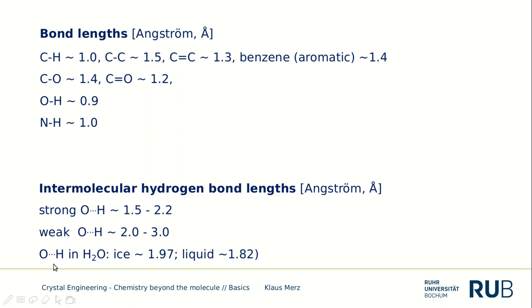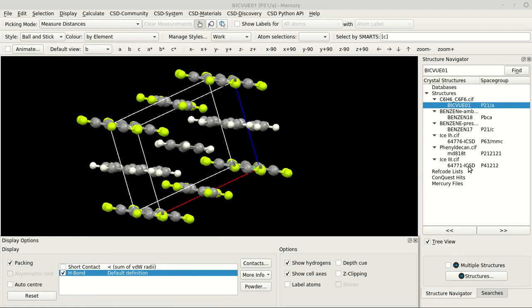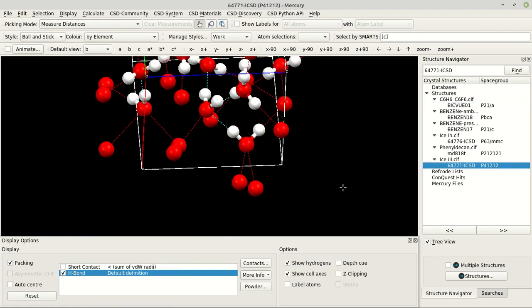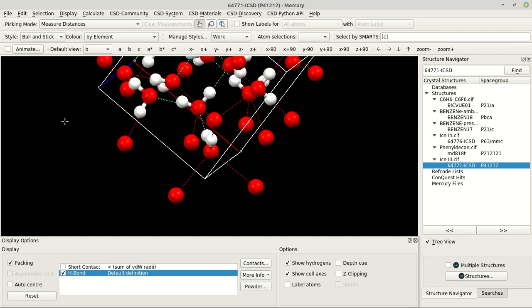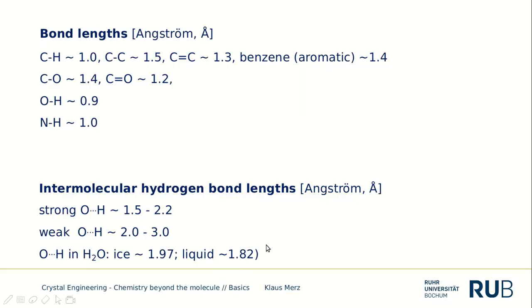For example, here the intermolecular interaction in water, in ice, we have seen 1.97, that's not absolutely correct. You will see it here, in this case it is reduced. We have one here, 1.85 roundabout, and in liquid also nearly the same. This is the first point, the distance.